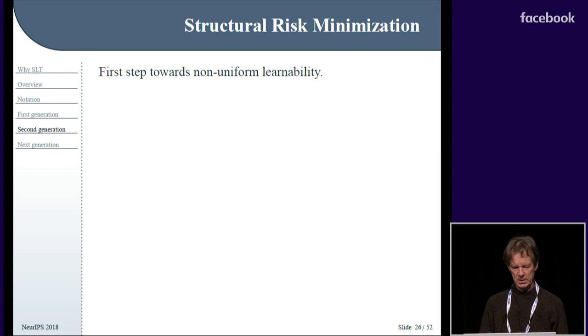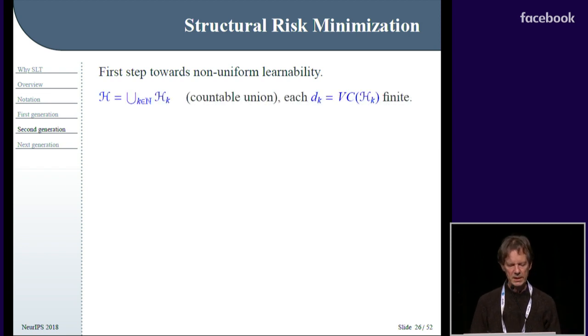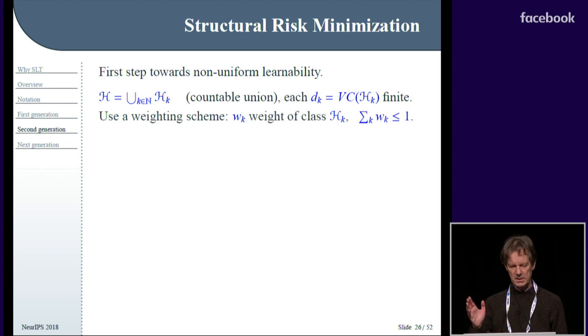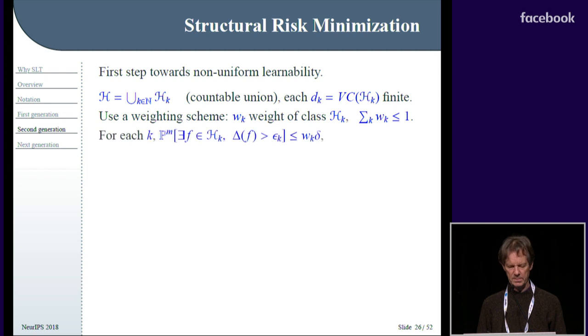It's the first step towards non-uniform learnability. The way this is set up is we take a set of function classes, H1 up to maybe an infinite, countable union of function classes, and perhaps they might have VC dimension d_k for the kth in that sequence. And these VC dimensions are all finite. We imagine there's also a weighting scheme that weights our kind of prior belief, if you like, in that class being the class from which the function we're learning will likely come.